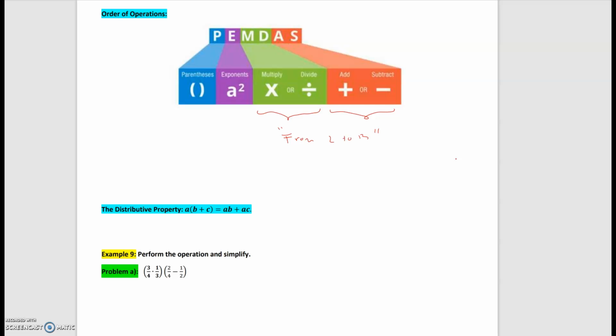And then you're technically working in this order: first parentheses, exponents, then multiplication or division, whichever comes first from left to right, then addition or subtraction, whichever comes first from left to right.